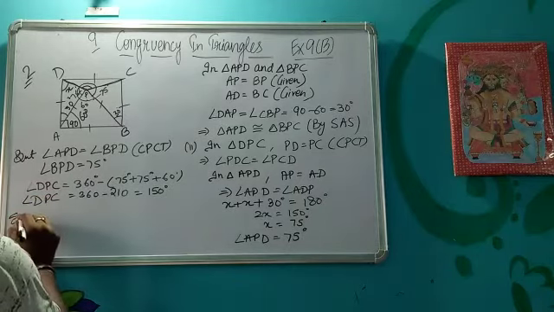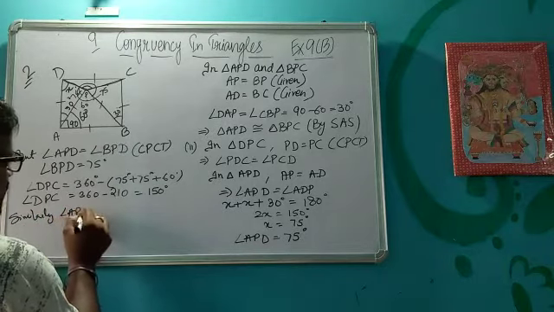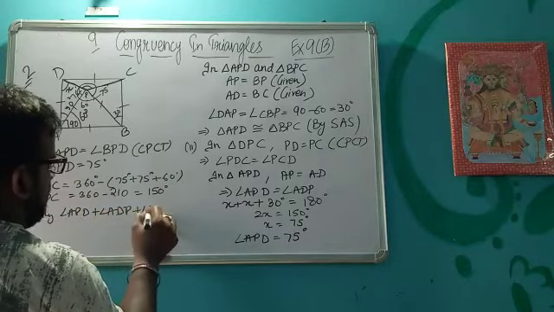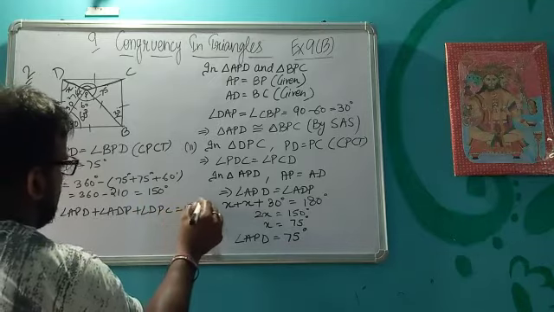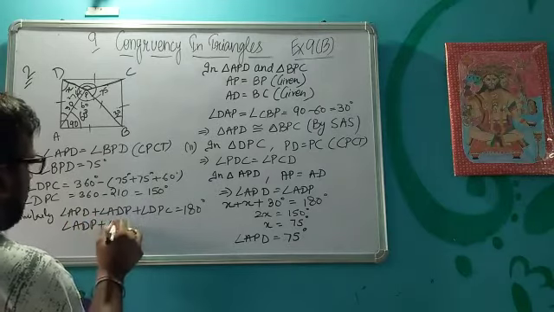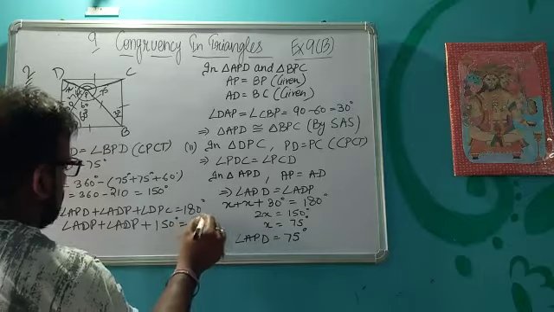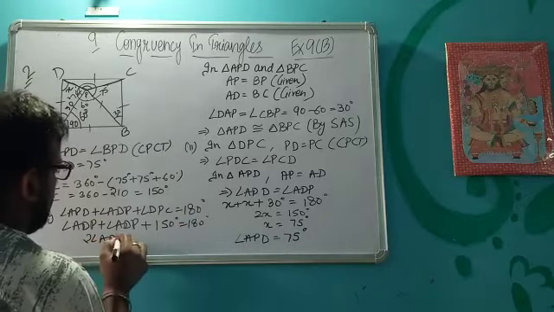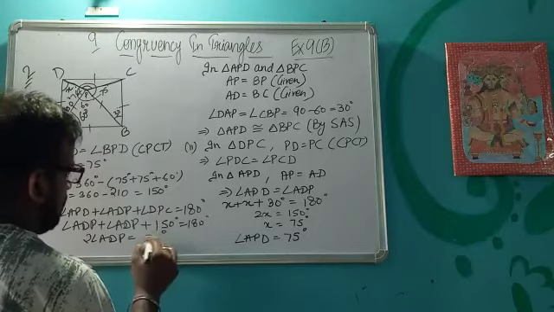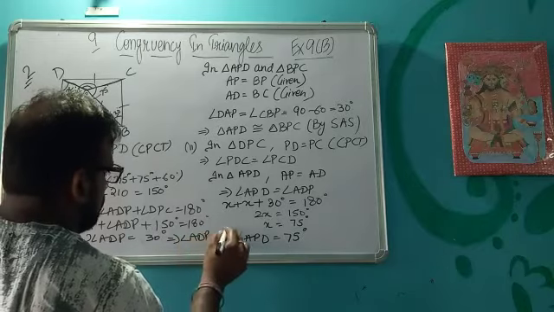Then similarly, angle APD plus angle ADP plus angle DPC will give you 180 degrees. So angle APD is equal to angle ADP. So angle ADP plus angle ADP and DPC is 150 degrees. So from here you will get 2 times angle ADP is equal to 150 degrees. So that means angle ADP is equal to 75 degrees.